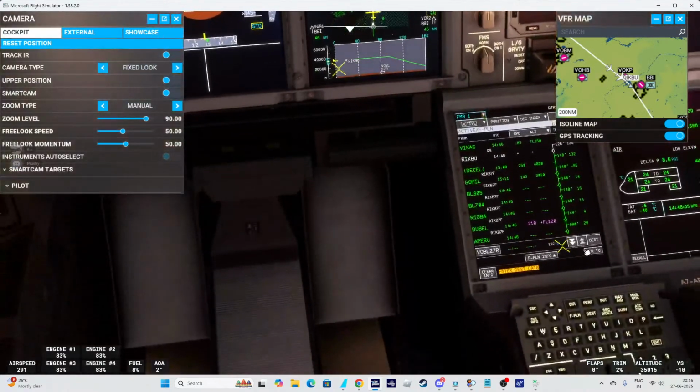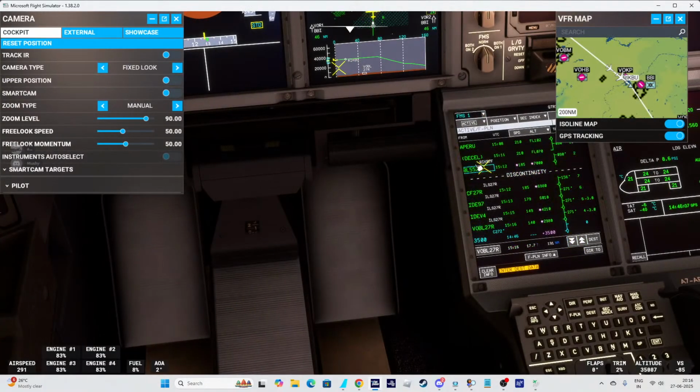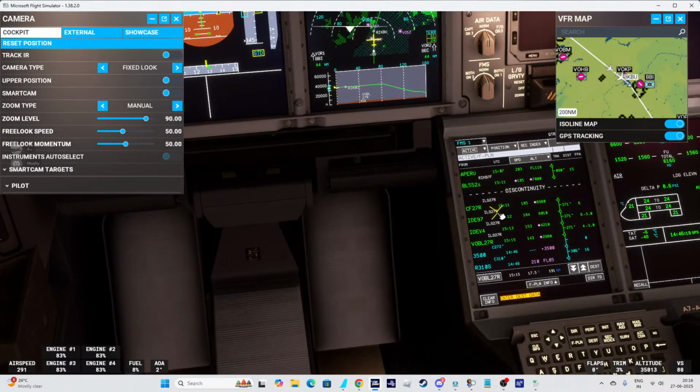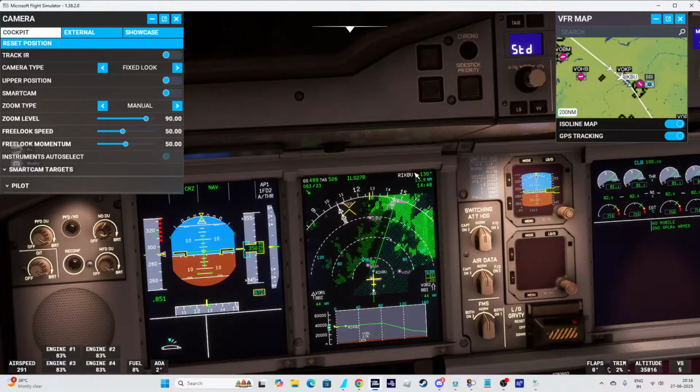Air India 366, turn left heading 090, contact radar 127.75. Left heading 090 and contact approach, Air India 366. Thanks, you're doing God's work right now. Thanks, man.